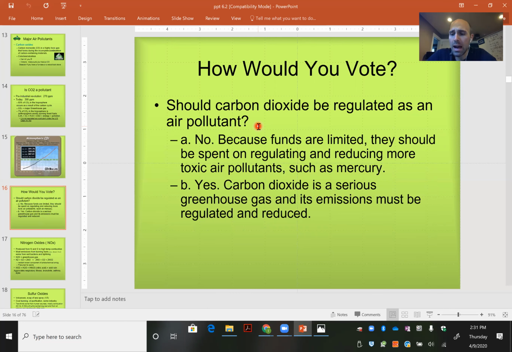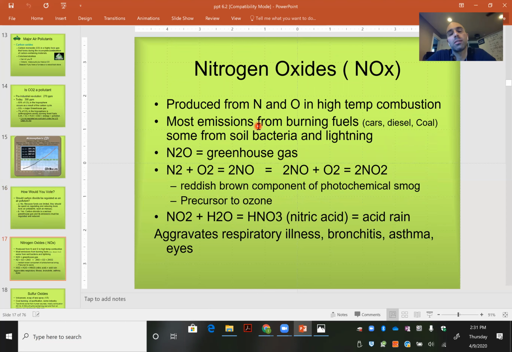So let's keep moving. Nitrous oxides. So we talked about the carbon oxides. Now we're going to talk about the NOx, the nitrous oxides, produced from nitrogen and oxygen in high temp combustion reactions. Most emissions are from burning fossil fuels. Remember the cars, the diesel, the coal, the natural gas, the petroleum. Some are from soil bacteria and are fixed from lightning strikes. Now, again, we think about the carbon dioxide and how some is naturally occurring and some is anthropogenic. Same idea here.